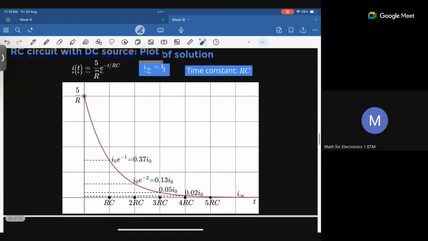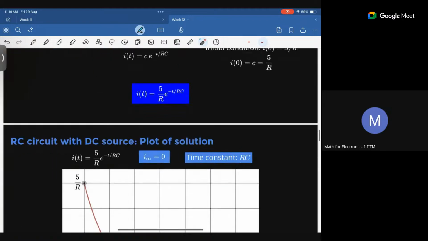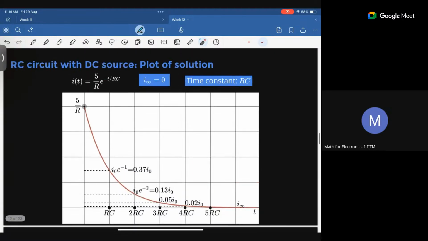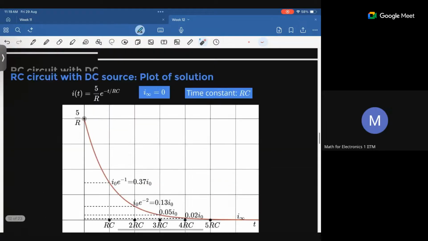Once you get to the solution, it is always good, or suggested, to plot it and see how the solution expression is behaving. Here the expression phi by R into e power minus t by RC is a decaying expression. As time goes to infinity, the current passing would become 0. So that's about first order.